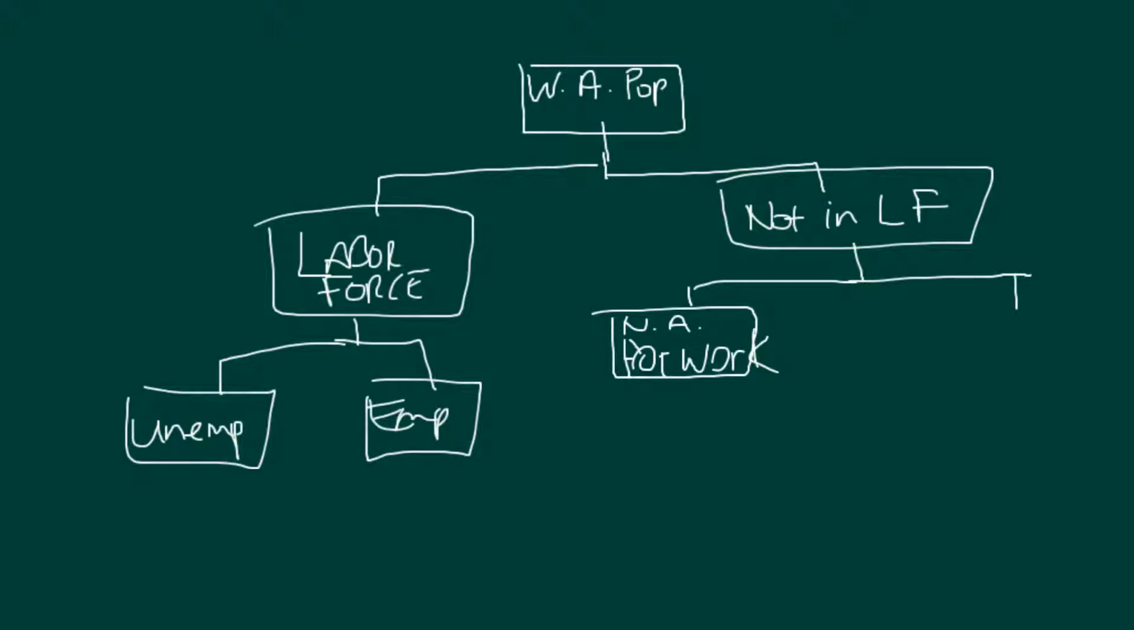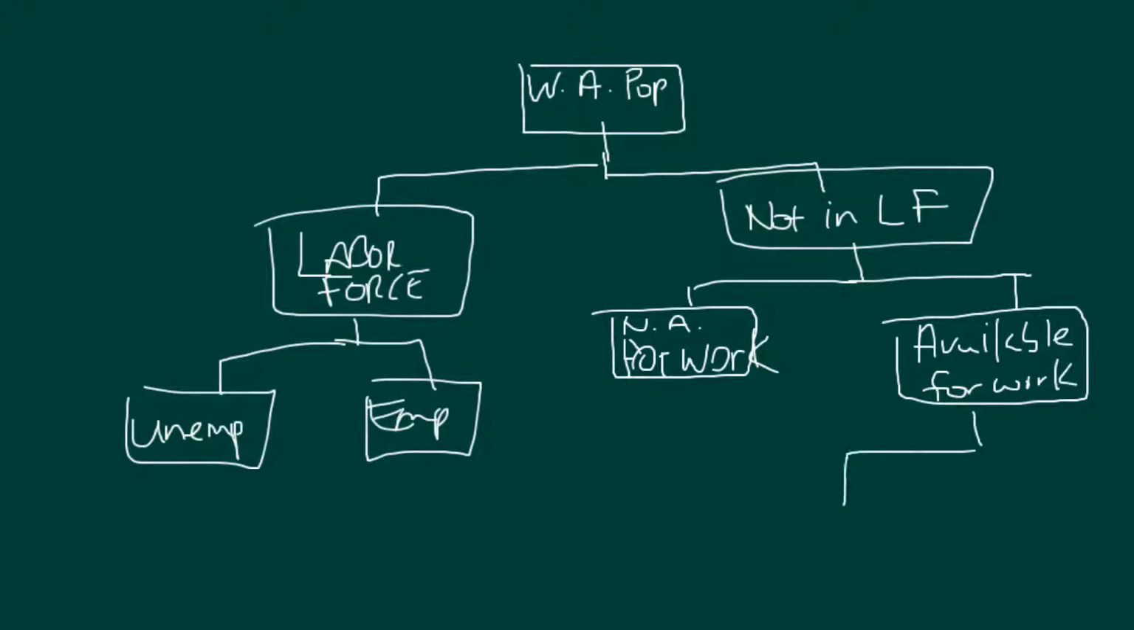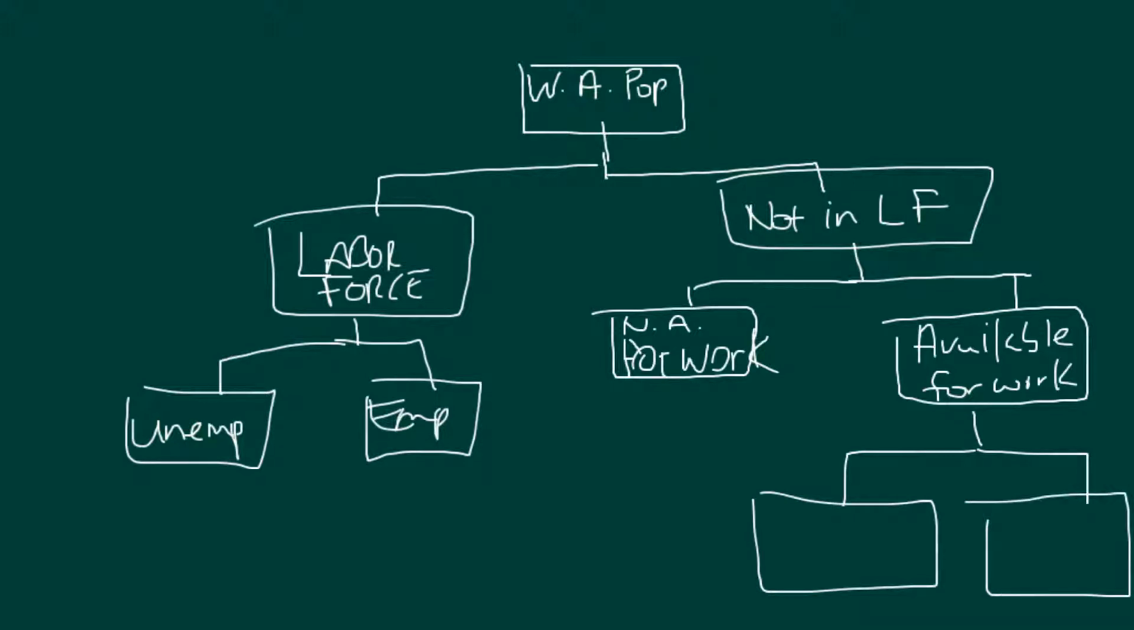But this next category is important when we start looking at some of the broader definitions of unemployment. And these are people who are available for work. So one category is not available for work, and this group is available for work. And so then we divide them into two groups also. And then this will be our last categories that we'll look at here. So you're available for work, but you're not in the labor force. So what's going on? These people can be broken into two groups.